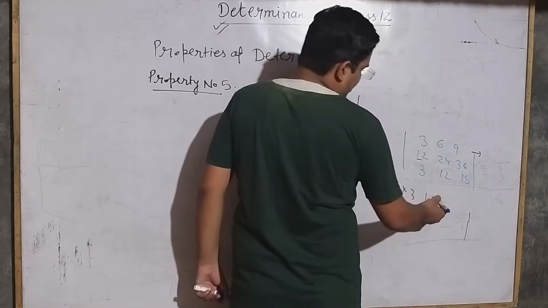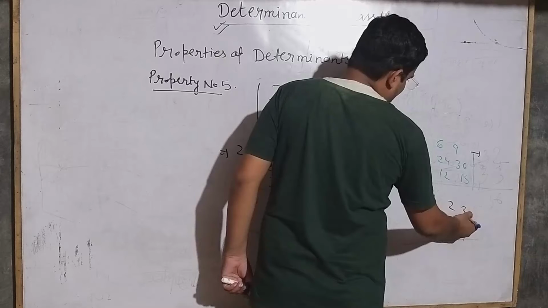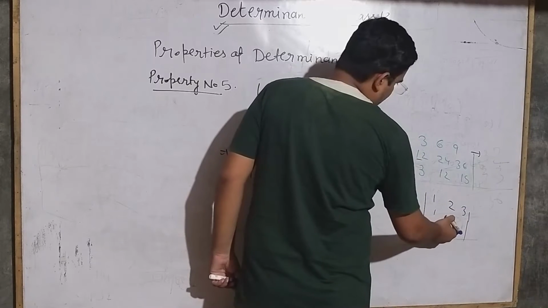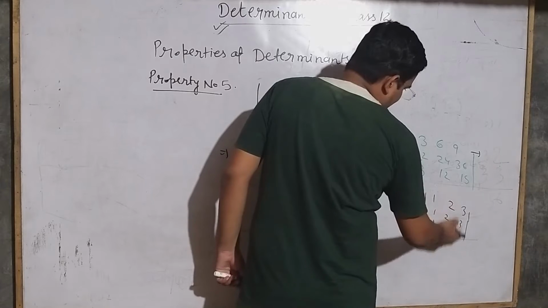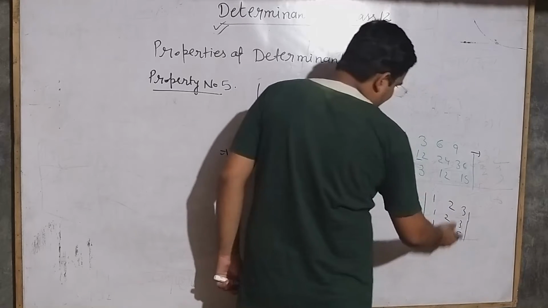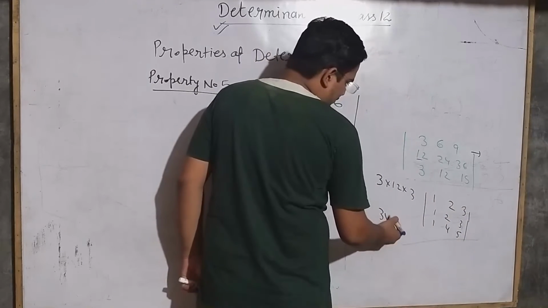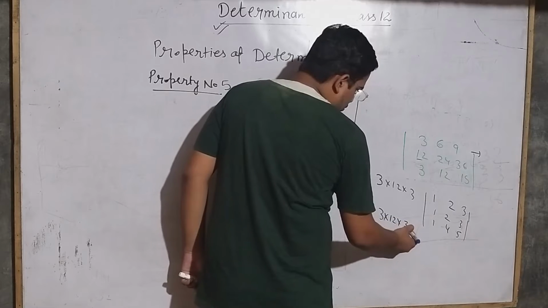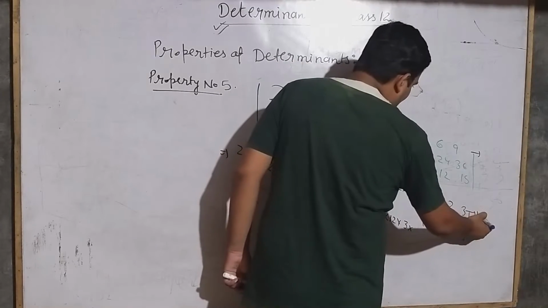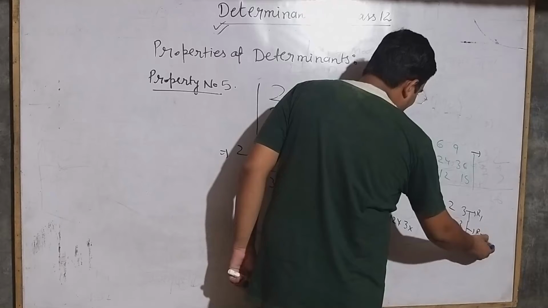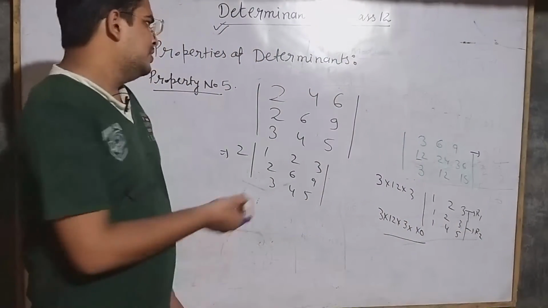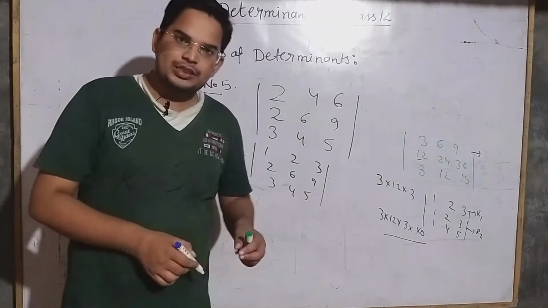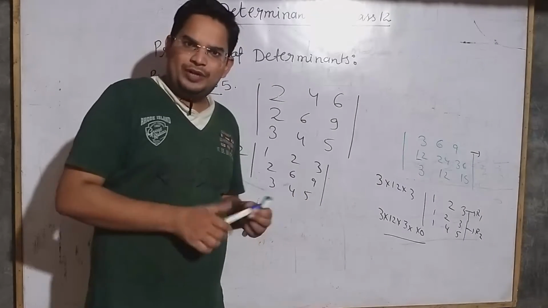Now what will you get? 3 1s are 3, 3 2s are 6, 3 3s are 9. From this, 12 1s are 12, 12 2s are 24, 12 3s are 36. And in this part, 3 1s are 3, 3 4s are 12, 3 5s are 15. And the value of this determinant will be 0. Why? Because R1 and R2 are identical. What I told you: if any two rows or any two columns are identical, then the value of that particular determinant will be 0. So I hope all of you are getting my point.